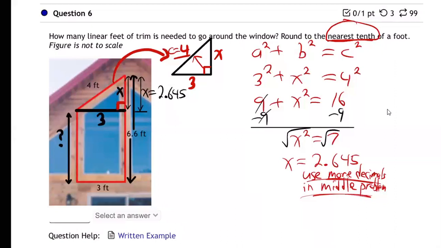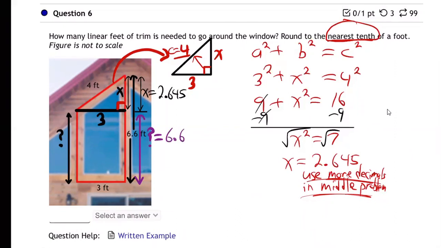I'm going to change the color for clarity. I don't know if the color's going to show up very well here. That's good. How can I find that part right there? Do you see it now? See how I can do it?